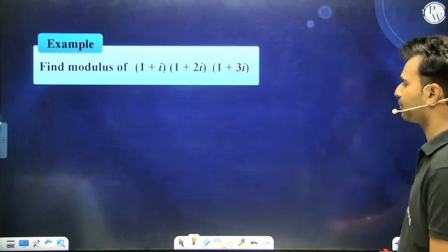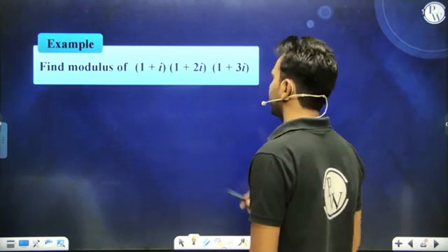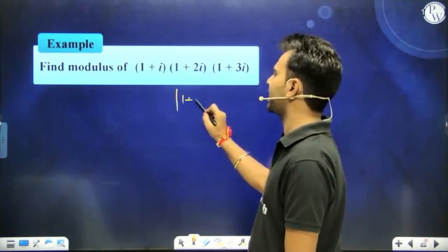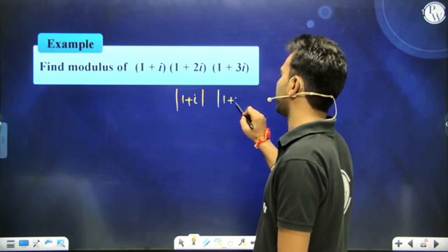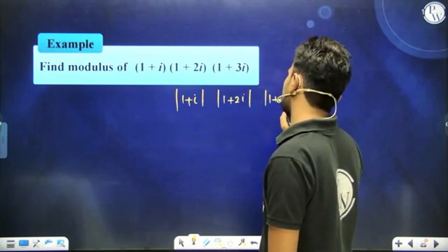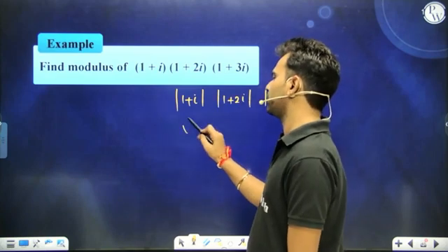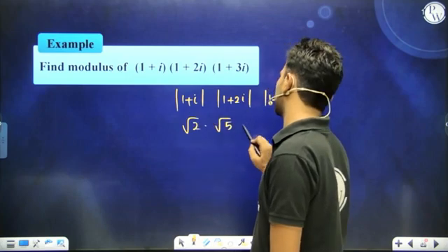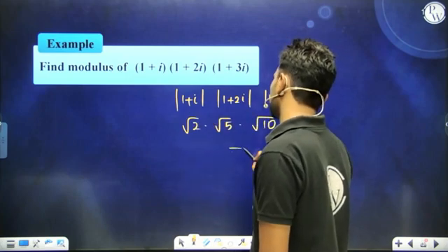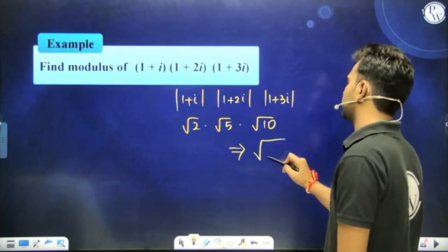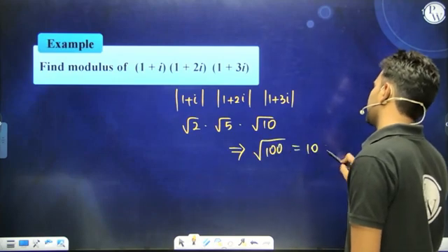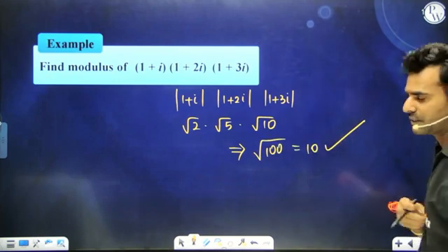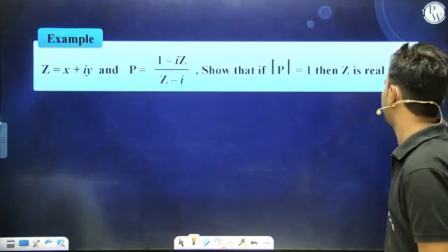Yep, I hope the problem is clear to all of you. Okay, if you want to find the modulus of this, then it can be written as modulus of 1 plus iota, times modulus of 1 plus 2 iota, times modulus of 1 plus 3 iota. So this is going to be root 2, this is going to be root 5, this is going to be root 10. Yes or no? So this can be written as under root 100, which is nothing but equal to 10. So 10 is the answer. Yep. Anyone having any confusion in this? I don't think there has to be any.